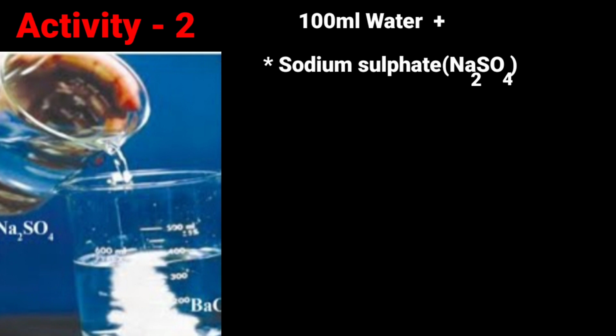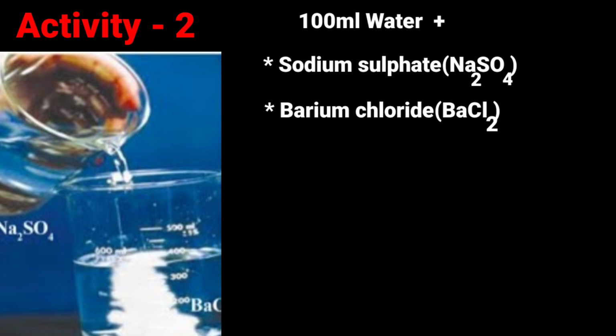Second activity. Take about 100 ml of water in a beaker and dissolve a small quantity of sodium sulphate. Take about 100 ml of water in another beaker and dissolve a small quantity of barium chloride. These two solutions are colorless. Add sodium sulphate solution to barium chloride solution and observe.